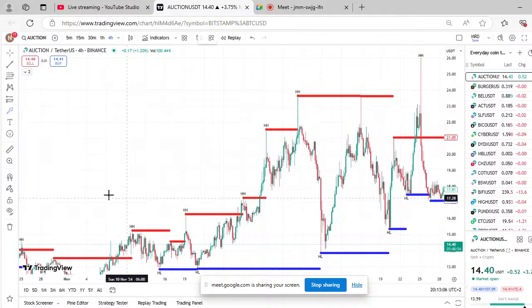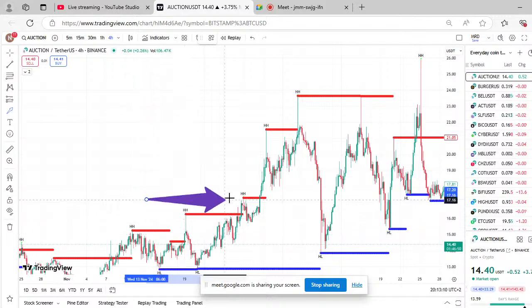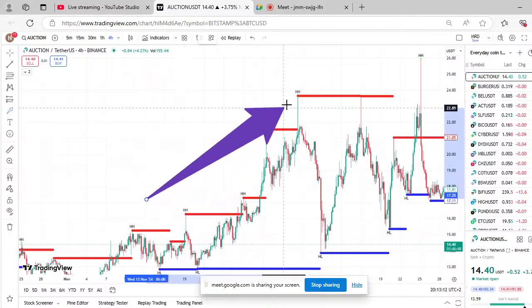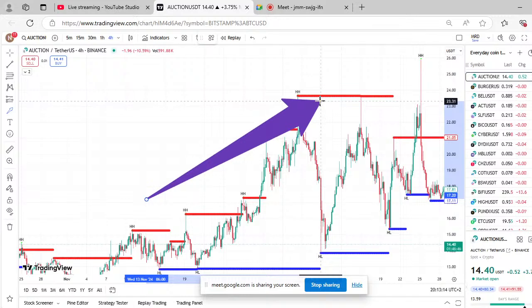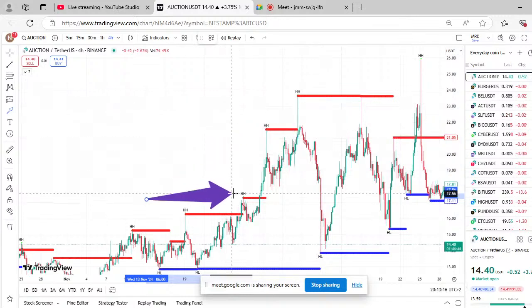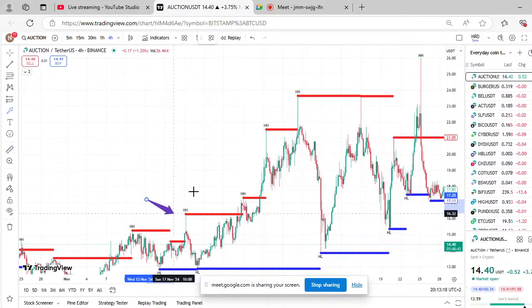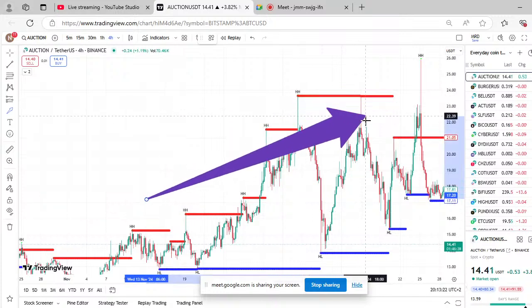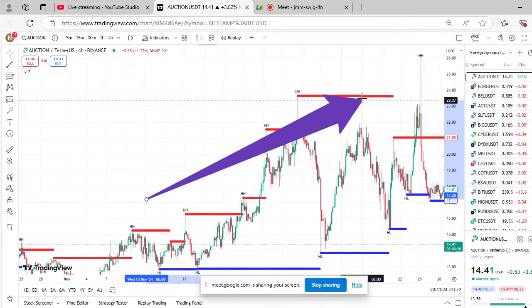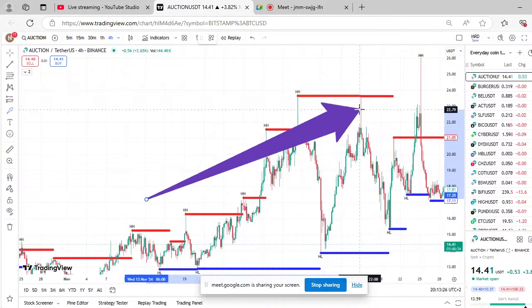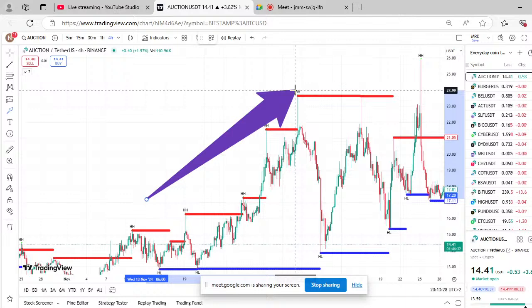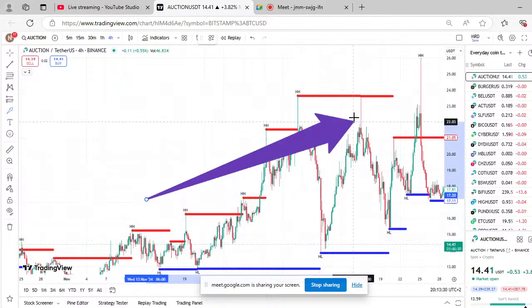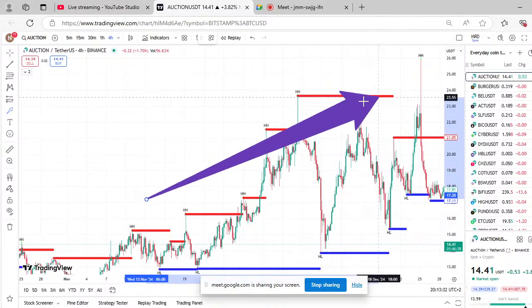When you check here, we have a higher high here, then we have another one here, another one here, another one here, and finally another one here. So you can see there is higher high, higher high, higher high, higher high. But this one is not a high. It is not high because it is not higher than this one. That's why you are not seeing it marked as a high.